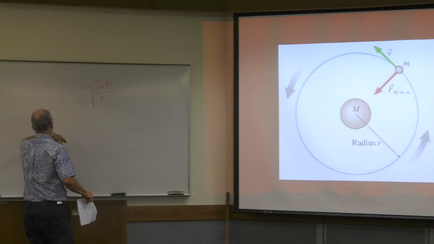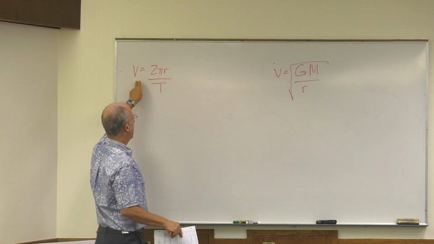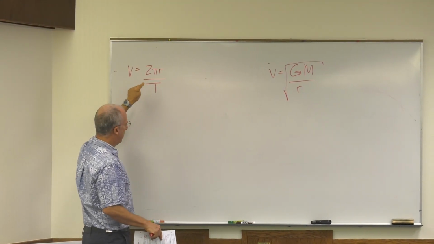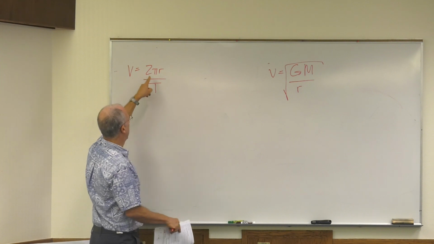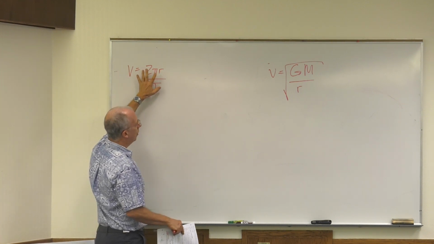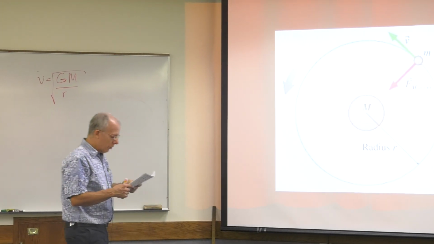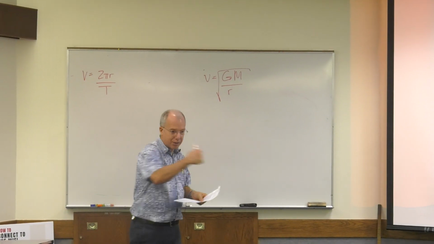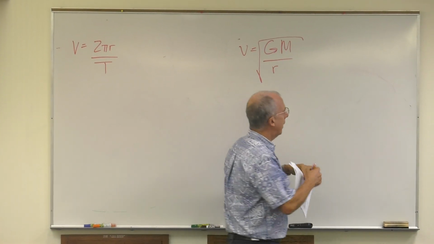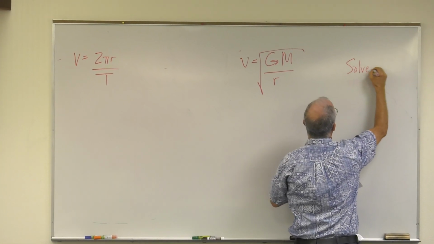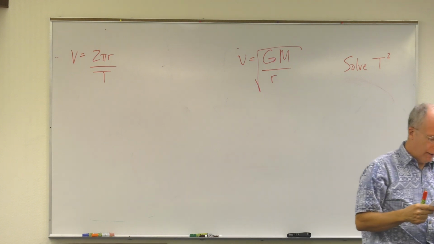All right, now earlier we learned this, right? For a circle, the velocity is distance over time, but if the time is the period, that's the time for one orbit. So the distance for one orbit is the circumference. So this equation is true generally, and this equation is true for this particular problem. So what I'd like you to do now, because you need practice in algebra, is put this equal to this and then solve for t squared. So please pause your video and do that.